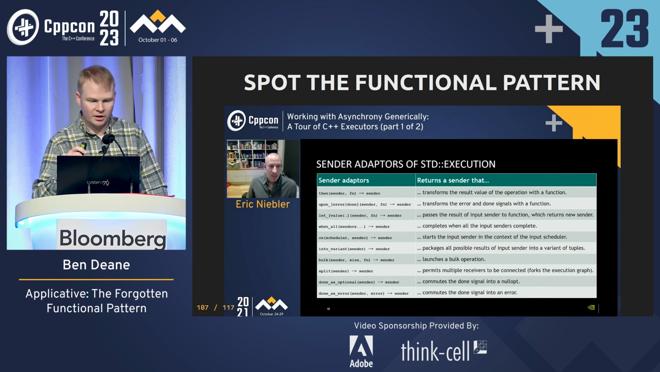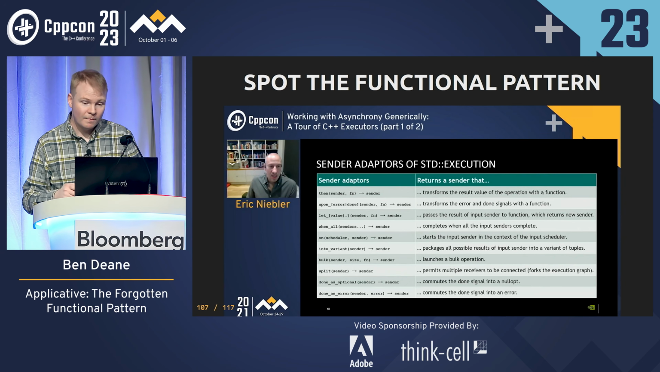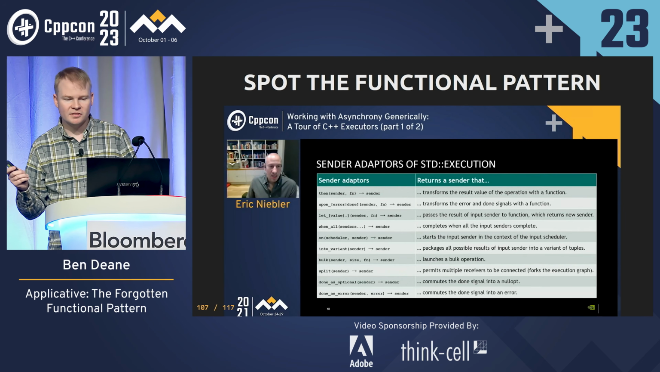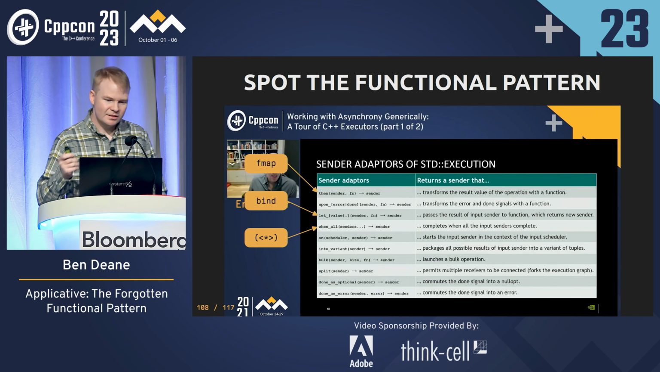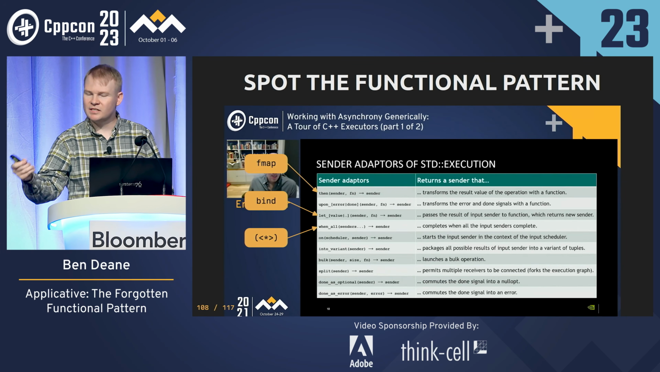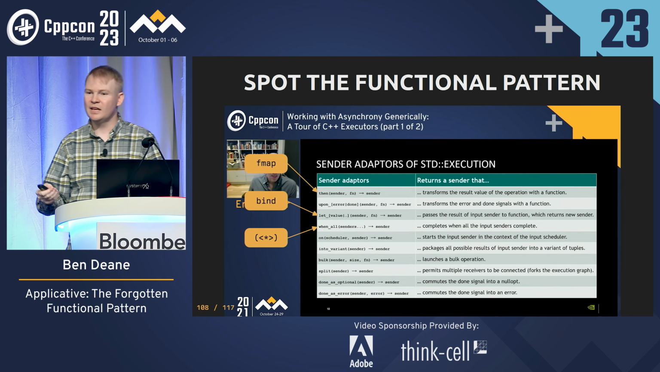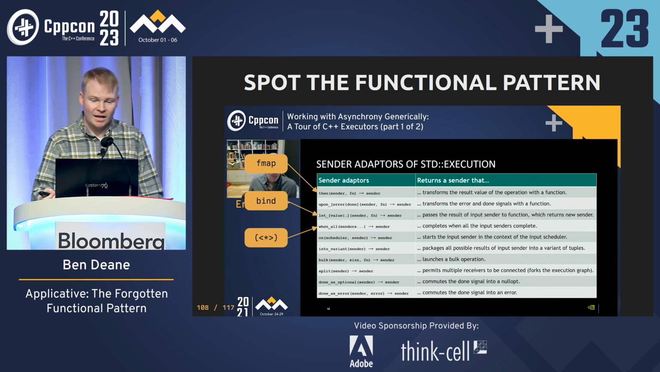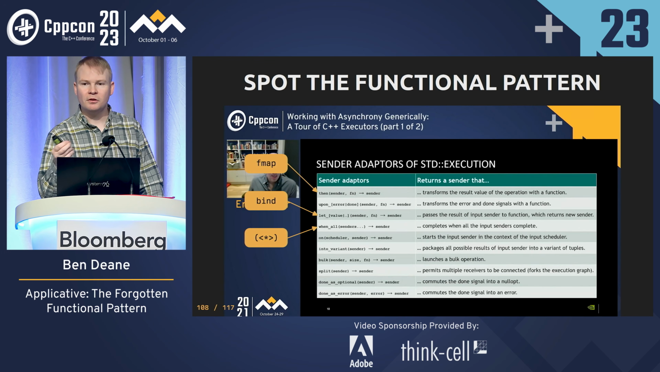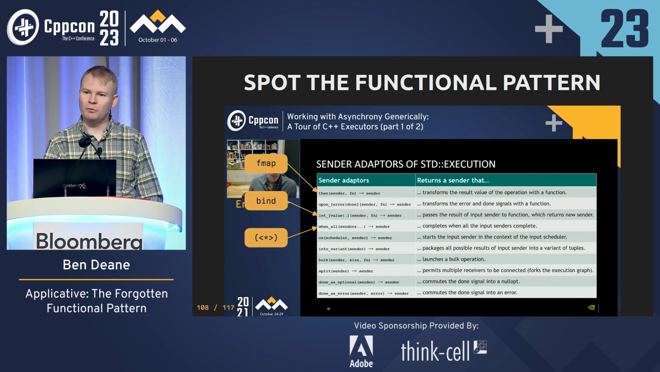This is from Eric's talk, and these are some of the combinators, some of the sender adapters from the paper. Now, if we know what we're looking for, we can identify the functional patterns in here. Because then takes a function and applies that function. It transforms the value of the operation with the function. Well, that sounds a lot like fmap, doesn't it? Let value does the same thing, except that you're returning a sender in that case. You're returning a monadic value or a functorial value.